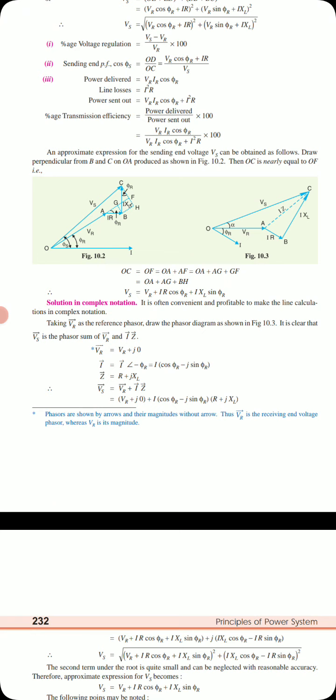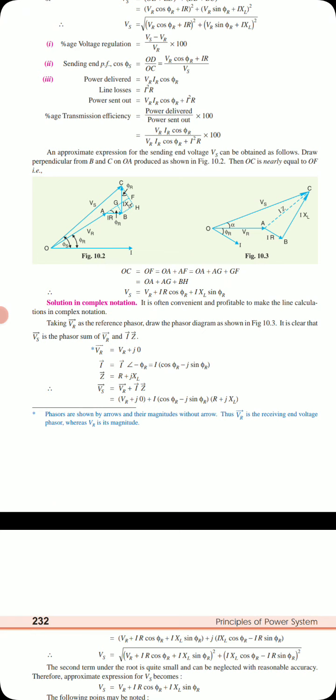Here, in the complex notation, it is often very convenient and profitable to make the line calculations in complex notation. Our voltages and currents both have magnitude as well as angle, so we can use them in complex form only. Taking the VR vector as a reference phase, draw the phasor diagram in 10.3. In this figure you can see we have taken VR as the reference.